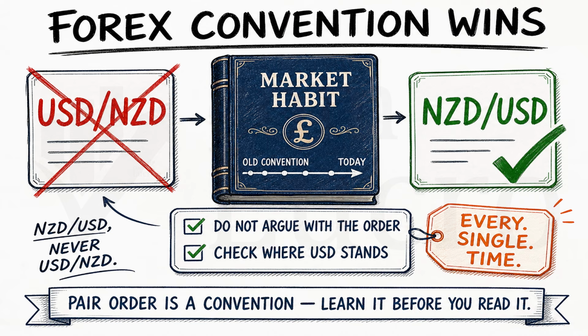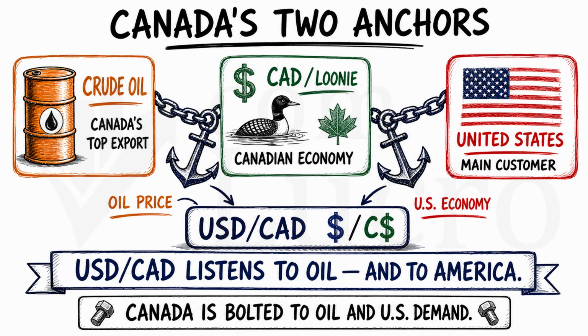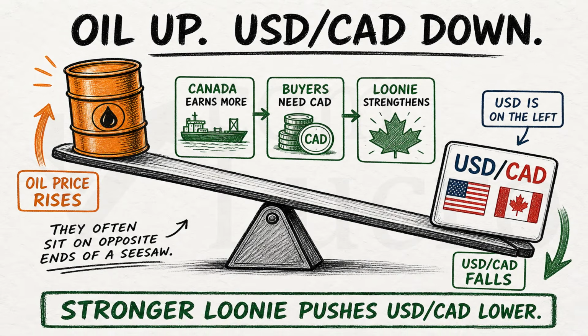Same dollar, opposite readings. And no, there's no clever economics behind that. It's convention, old market habit, inherited in part from the days when these currencies were priced against the British pound. It's also why you should get used to writing it as NZD/USD and never USD/NZD. You don't get to argue with the convention. You just have to check which side the dollar is standing on before you form an opinion about a chart, every single time.